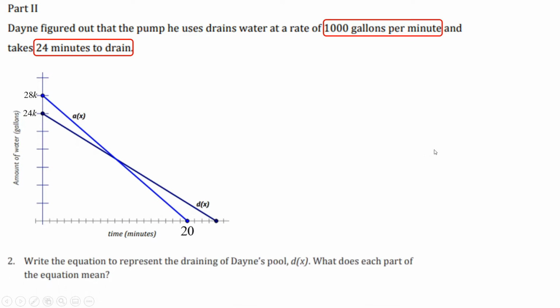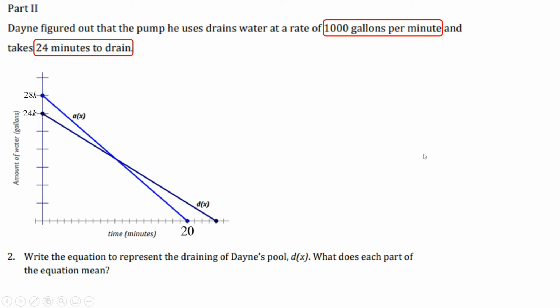Okay, so number 2, write an equation to represent the draining of Dane's pool, d of x. What does each part of the equation mean? Well, this is linear, okay? So we do have a y-intercept. So could we use slope-intercept here? Y equals mx plus b. So let's use d of x for y. So d of x equals, and what's the slope right here? Well, Dane just told us that the pool is draining at 1,000 gallons per minute, and that's what a slope is, a rate. So I'm going to say the slope is negative 1,000.